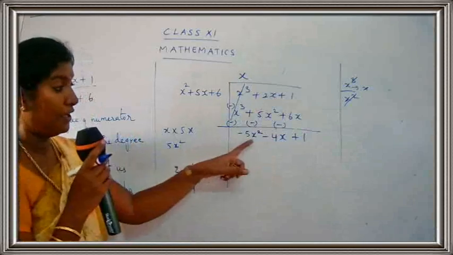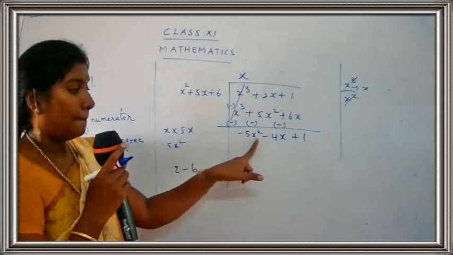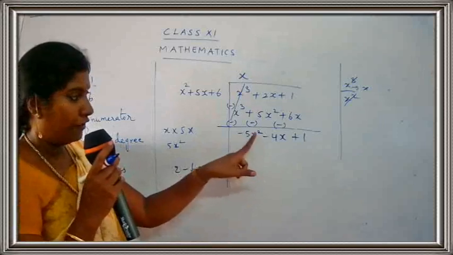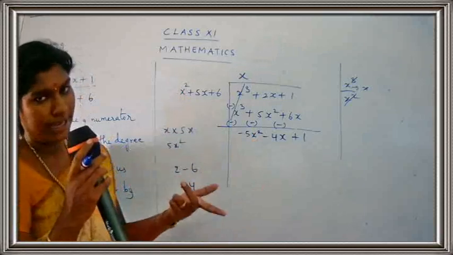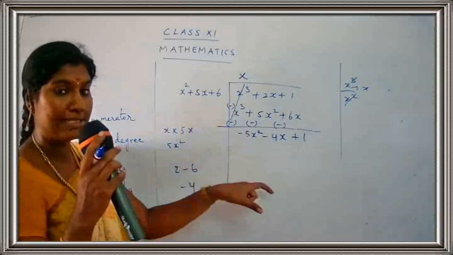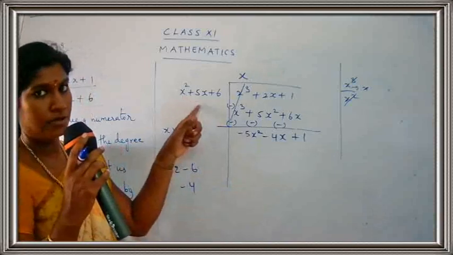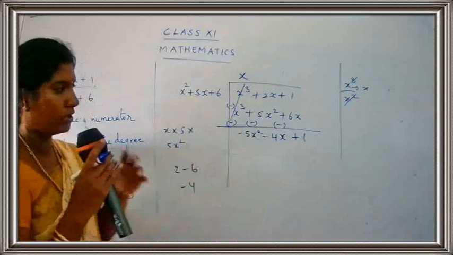Now again we can do further simplification because the degree of the remainder and the degree of the divisor are the same. So we can do the calculation further. In the previous case, the degree of the remainder was lesser than the divisor, so we stopped there. So here we have the same degree, so we can do one more step.